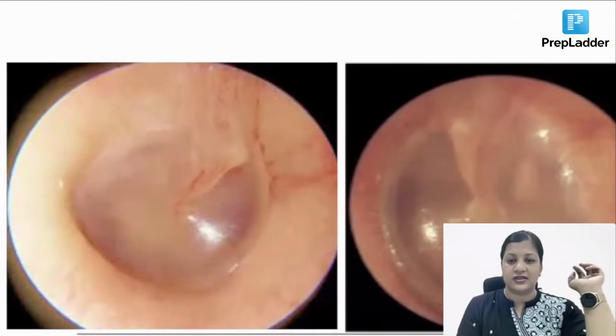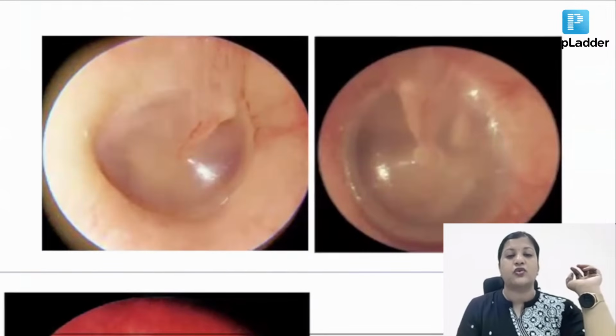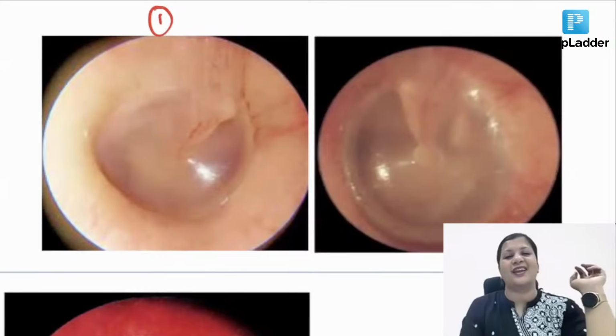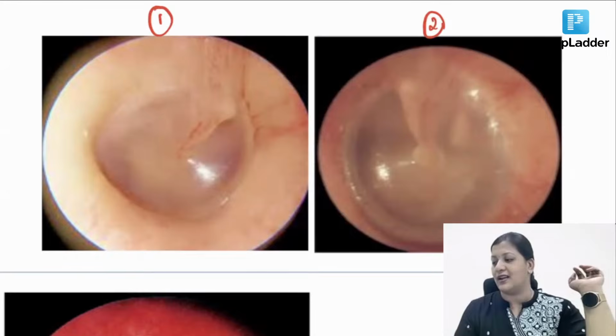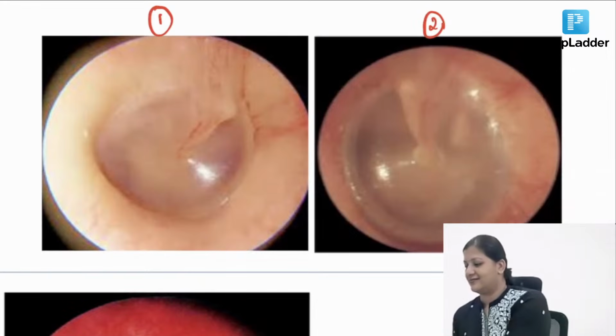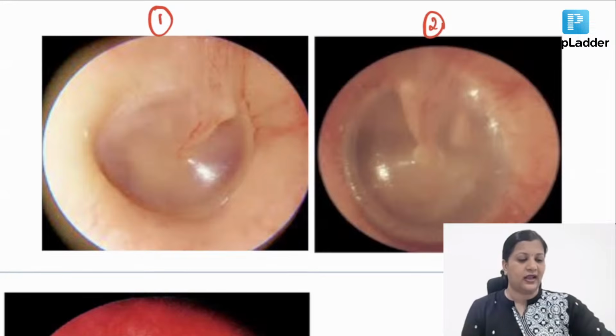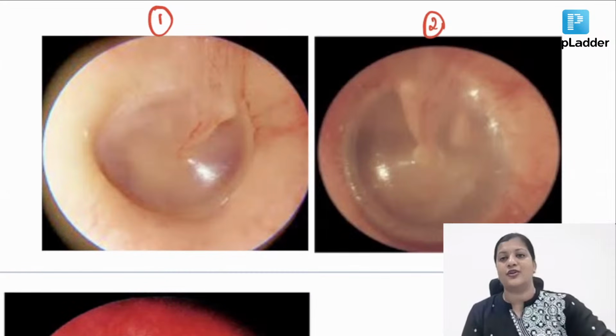Now quickly let's go to this image and identify what is image 1 and what is image 2. Which tympanic membrane, right or left, should you look at? And image two, what is it showing? Right or left tympanic membrane, tell me. Yes, I'm waiting for your answers. Yes, I see some of you have already started your reply. So one is the right tympanic membrane and two is the left tympanic membrane.